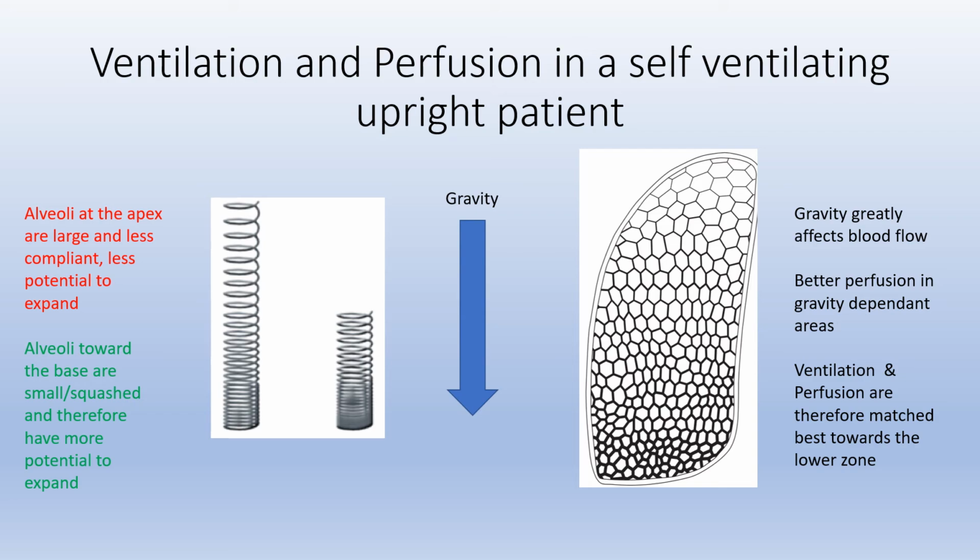In terms of our perfusion, gravity affects blood flow massively, so we've got better perfusion in the gravity dependent regions. So in an upright patient, just above the bases is where we've got that best matched VQ.